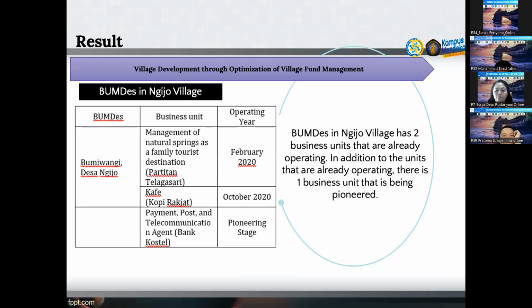BUMDES is a village-owned enterprise. The village of Ngijo has two village-owned enterprises. However, they are not operating very well. I think this is what we commonly know: when the village-owned enterprise is not operating very well, the independence of the village is also not really optimal.